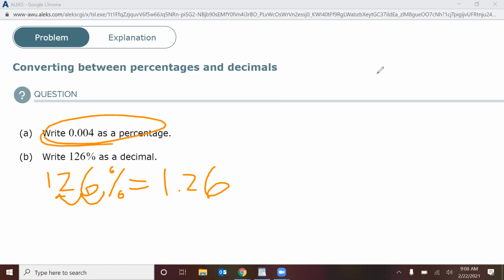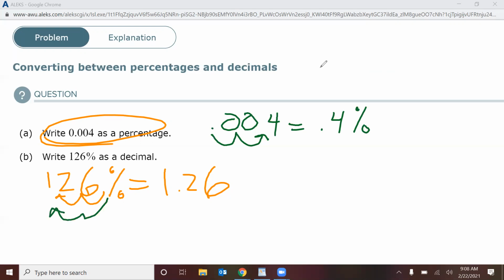For part A, we are being asked to do the reverse process. So we will take 0.004 and move the decimal point to the right 2 places, yielding 0.4%. So to make it a percent, we move the decimal point to the right. And to remove it from being a percent, we move the decimal point to the left.